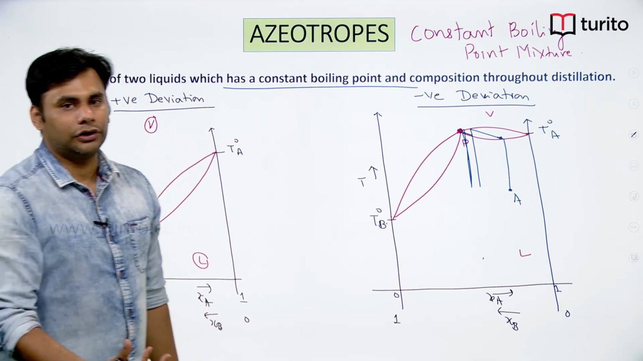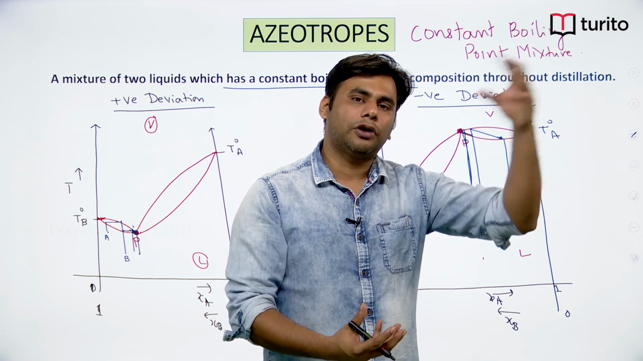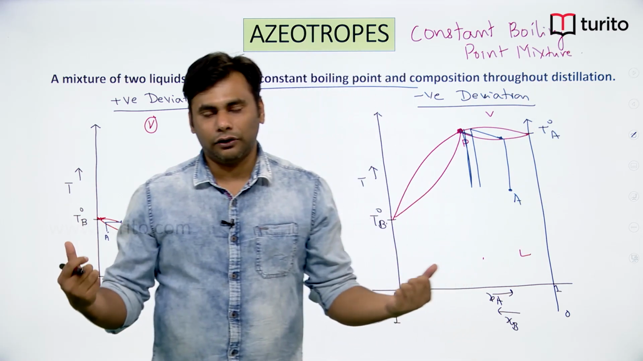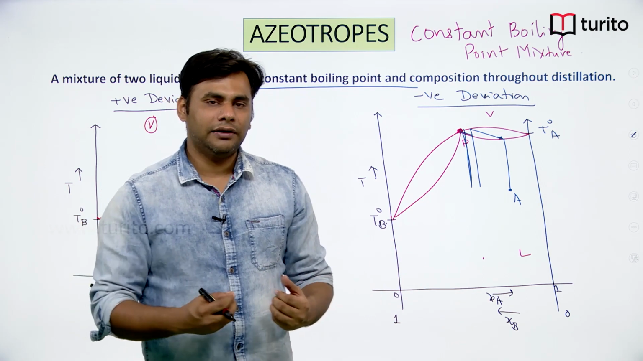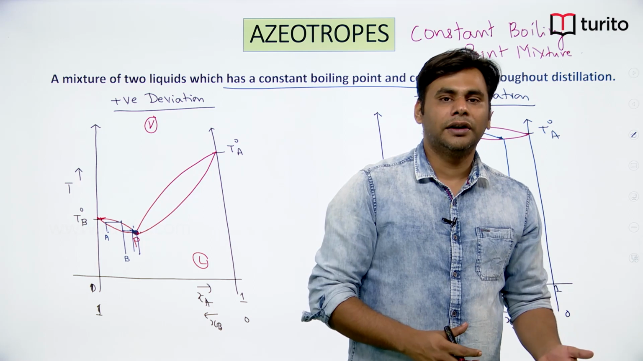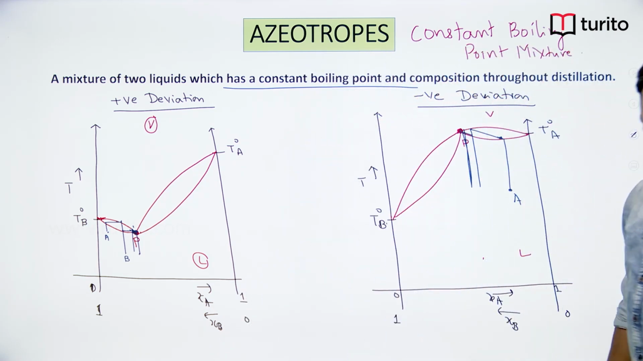So whatever the composition of the liquid is, the composition of the vapor of the azeotrope is always the same. But for two liquids A and B, if you are heating, the composition of the vapor and the composition of the liquid are always different. So an azeotrope is such a mixture of liquids that has a constant boiling point and composition throughout the distillation.